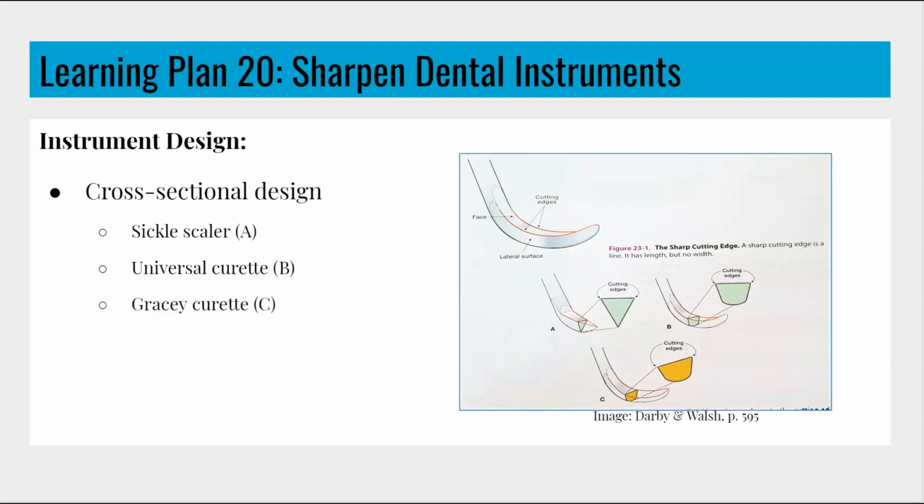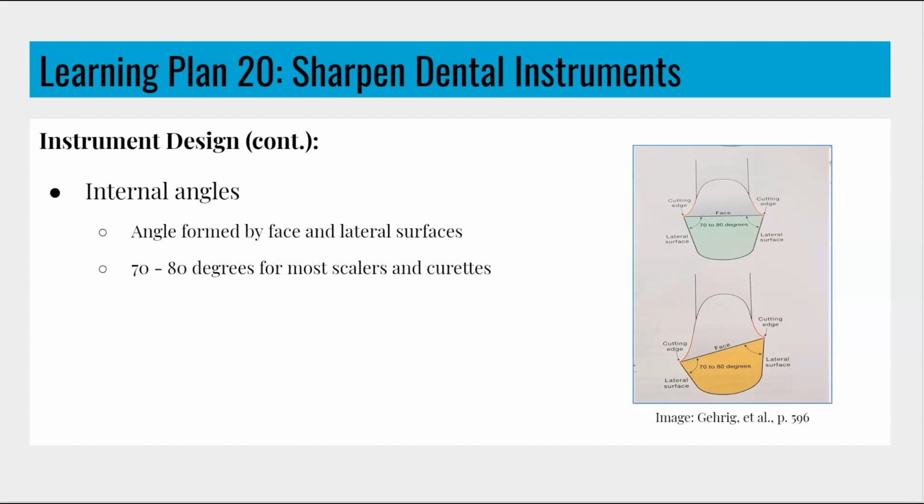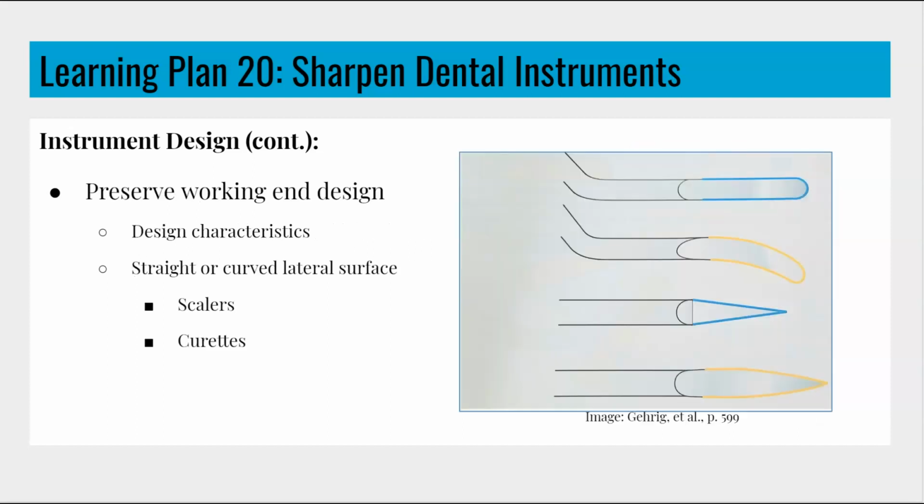Knowledge of the precise design characteristics of scalers and curettes is necessary for correct sharpening technique to preserve and maintain instrument design for safe and effective calculus removal. The cross-section design of a scaler is triangular in shape, while a curette is semicircular in shape. Visualize the working end and cross-section to understand the 70 to 80 degrees of internal angles for scalers and curettes formed by the face and lateral surfaces.